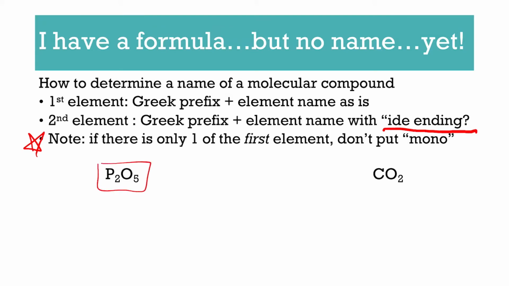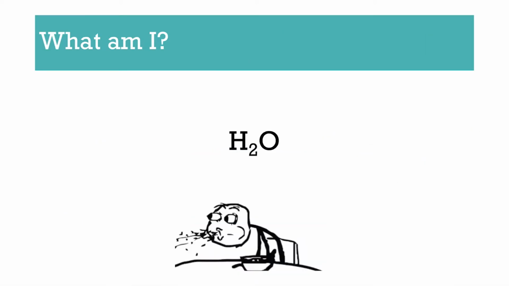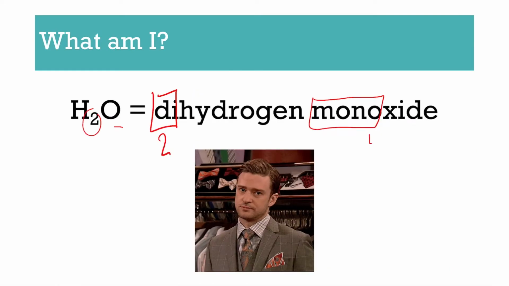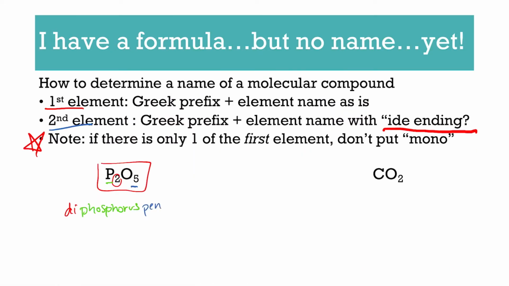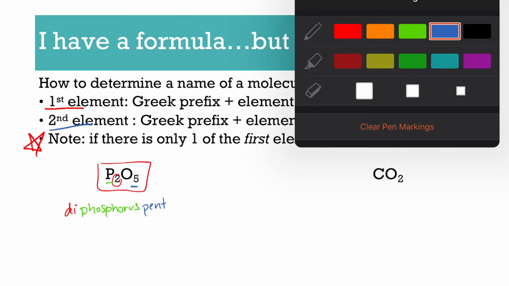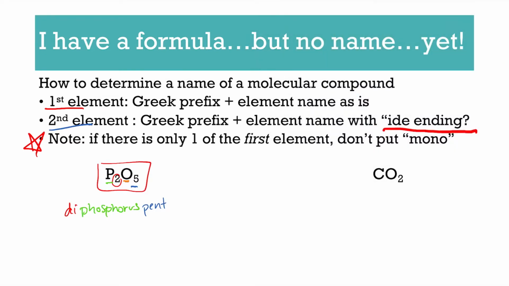So if we're going to look at this one, we have P2O5. So for the first element, we have 2, so that's di. And then we have P, which is phosphorus. And then, second element, we have 5. And remember, 5 is penta. So, pent. And then we get a different color. O, oxide. So you get diphosphorus pentoxide.